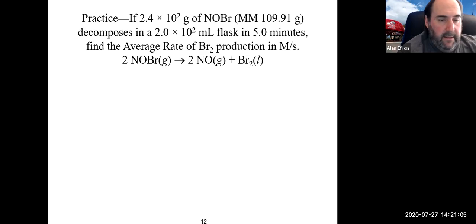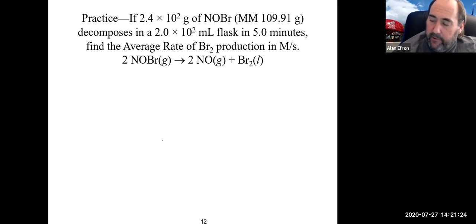Okay, so let's take a look at this one here. In this case, we're given grams of NOBr. It's decomposing in a basically 200 milliliter flask in 5 minutes. We want to find the average rate of our Br2 production in molarity per second.